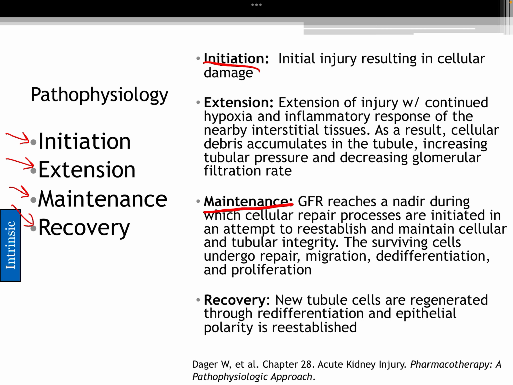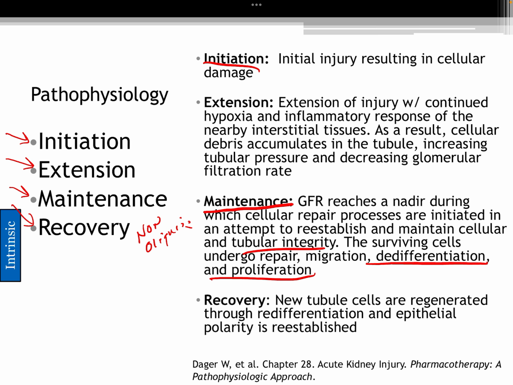In the maintenance phase, this is where the GFR reaches the nadir, and this can take multiple days, but we'll spend a lot of time with low GFR as our body starts doing the cellular repair process in an attempt to reestablish normal cellular polarity and integrity. A lot of times during this phase, you might see that the patient is non-oliguric, and actually could be diuretic because you're having a high urine output, because you're waiting for the cells to actually become the official renal cells.